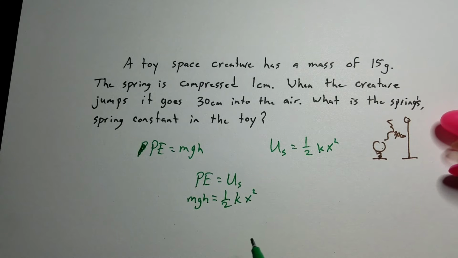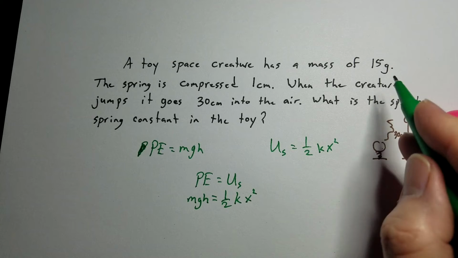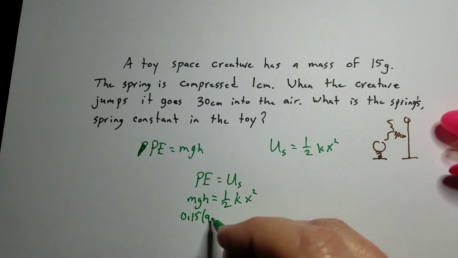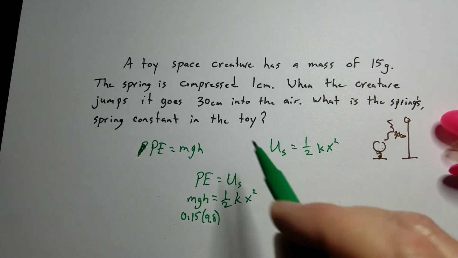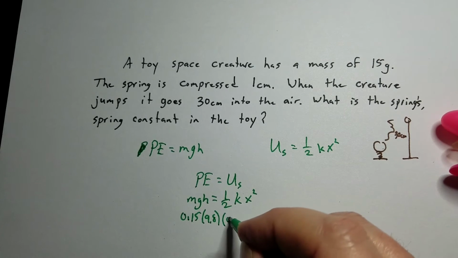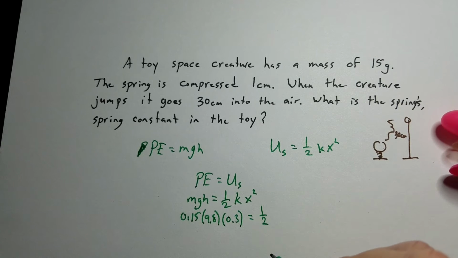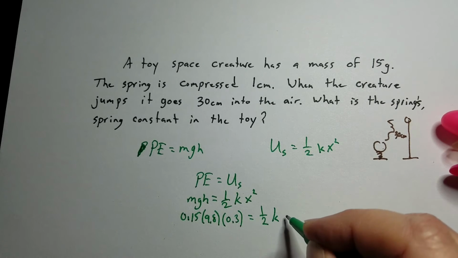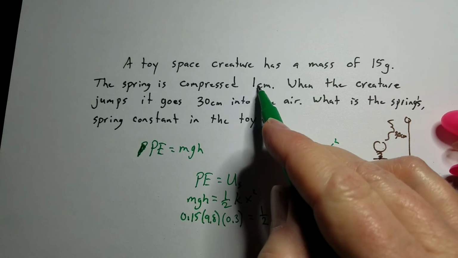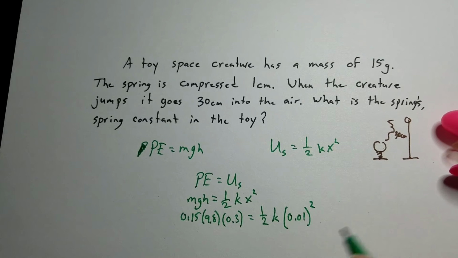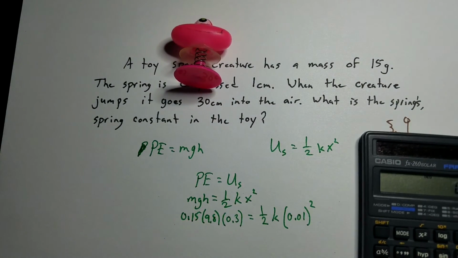And we can figure out what k is, because we've got the mass. Now we've got grams, so we have to change that to kilograms. Gravity is 9.8. Height was 30 centimeters. We've got to change that to meters, so 0.3 equals 1/2 k. The spring was compressed 1 centimeter, so 0.01, and that's squared. So at this point, let me move the monster there, we can actually calculate that.